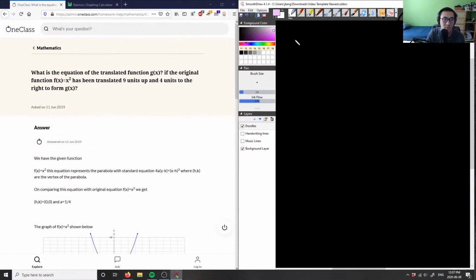So it's asking us, what is the equation of the translated function? If the original function is x squared, it has been translated 9 units up and 4 units to the right to form g of x. So we're looking for the equation of the function.